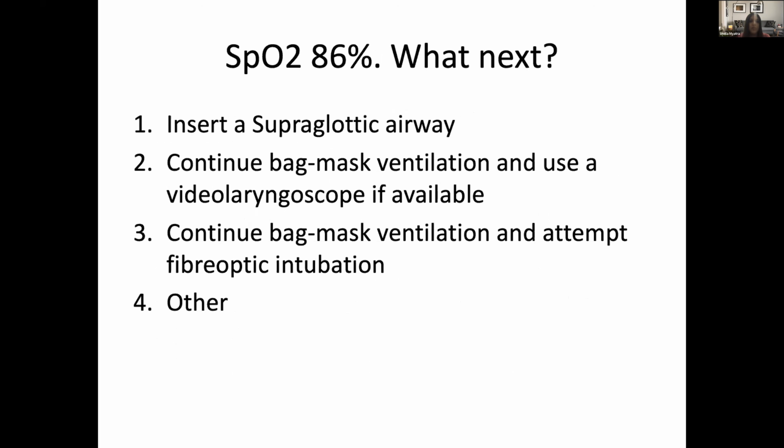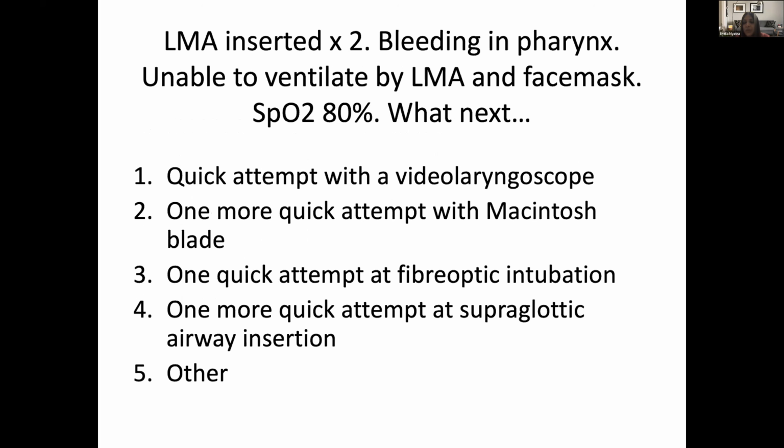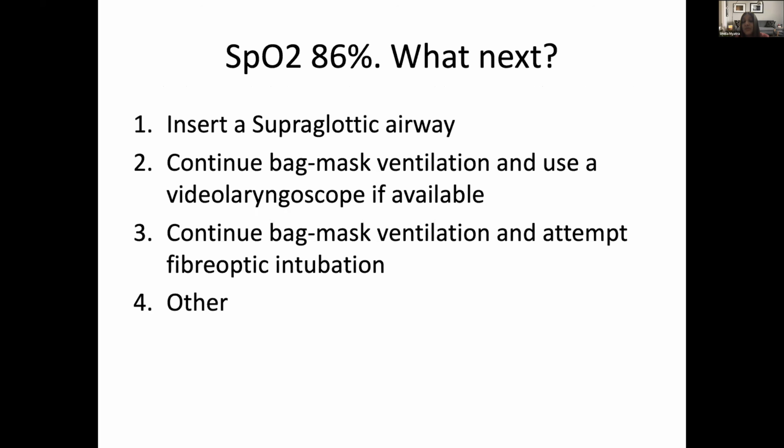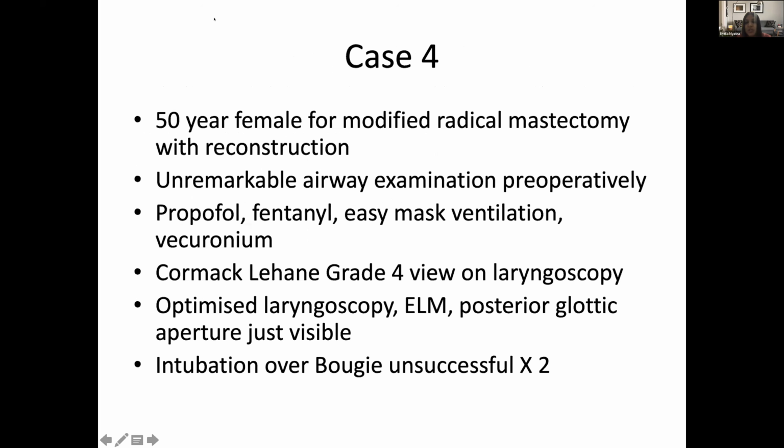So what should I do now? Put in a supraglottic airway, continue with mask ventilation and use a video laryngoscope if available, or continue the mask ventilation and do fiber optic intubation at this point, or something else? Saturation is 86. The majority are answering number 2, continue bag mask ventilation and use a video laryngoscope if available. Right, so mask ventilation to improve the saturation, yes. What they did in this setting, because the saturation was falling further, as a rescue, was intubation over the bougie; 2 attempts were unsuccessful.